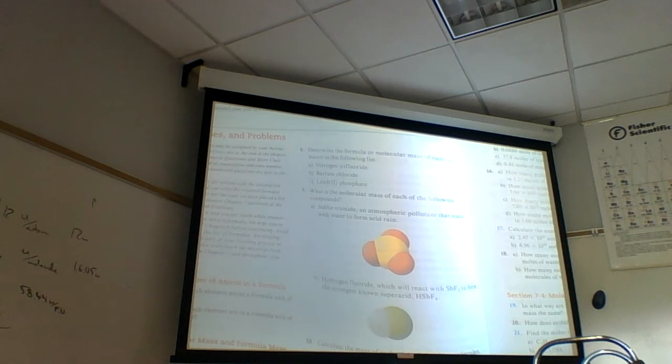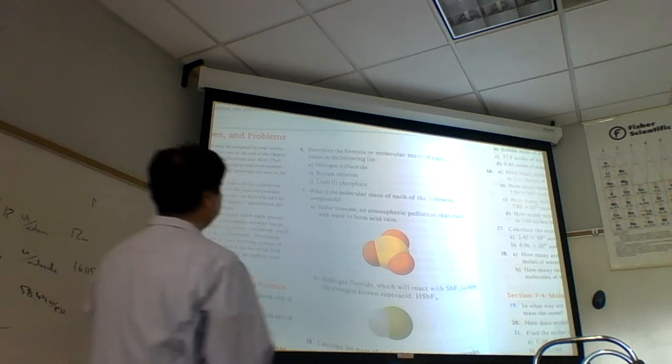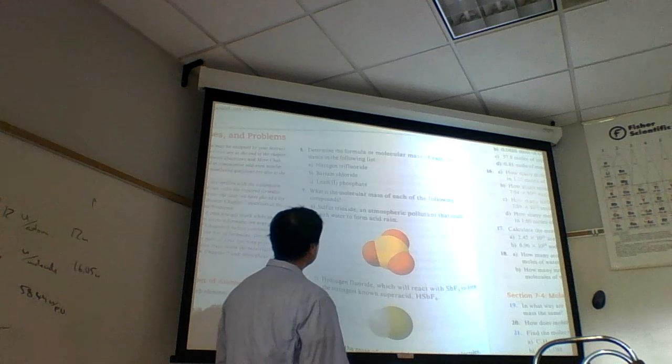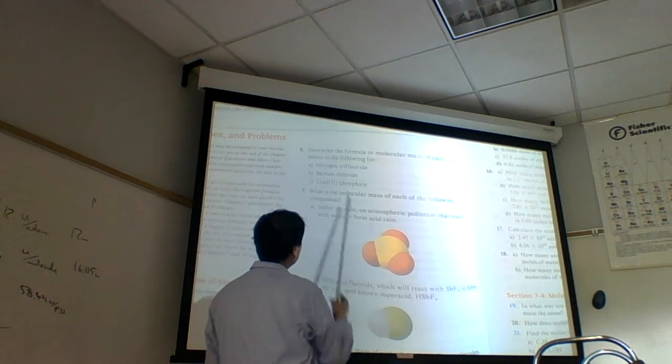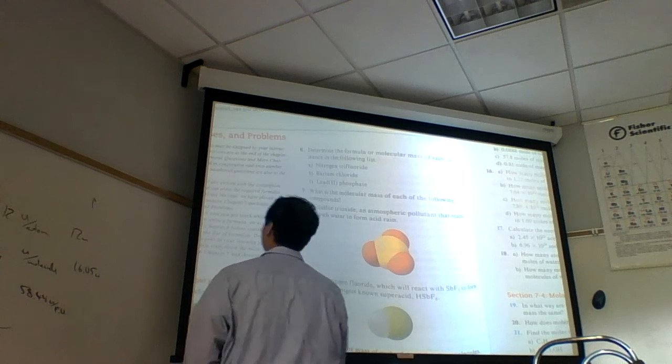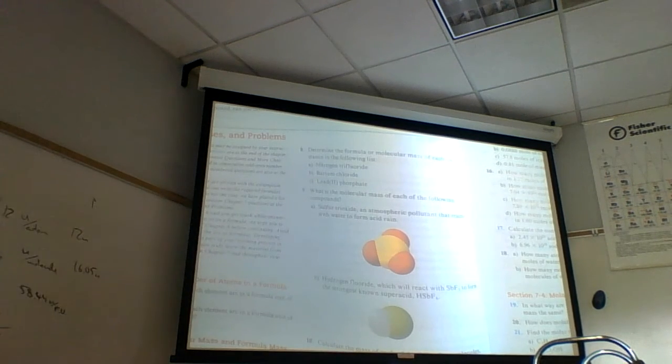Now, molar mass is like formula mass. It's just used for everything, whether it's molecules or ionic lattice. It doesn't matter. We use molar mass for everything. Molecular mass is just specific for molecules. Barium chloride, I mean, this is the same thing. This is useful because it's just additional nomenclature practice.